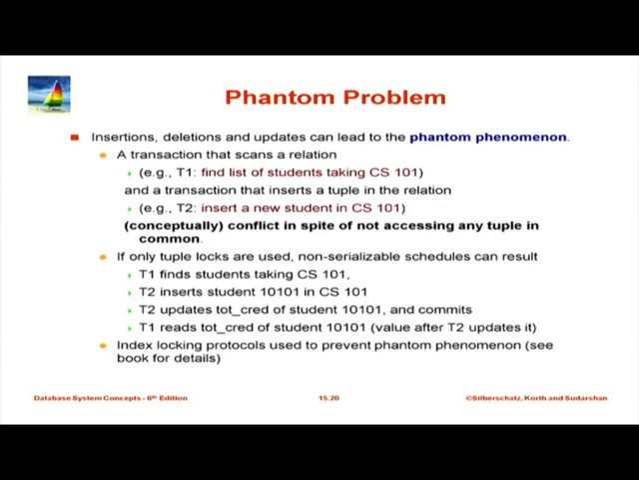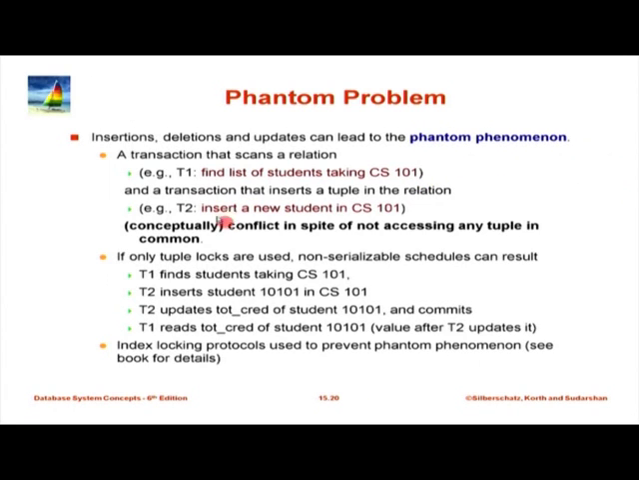So the phantom phenomenon can be explained as follows. Let's take a transaction that scans a relation. Say T1 says, find the list of students taking CS101. Let's say that the way it's done is by scanning all the records of a relation. Or even if you have an index, the same thing happens. You find all those records that correspond to CS101. And we can get shared locks on these because I'm not updating anything. I'm just finding the list of students.